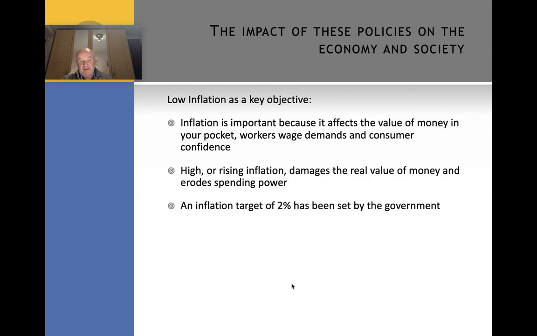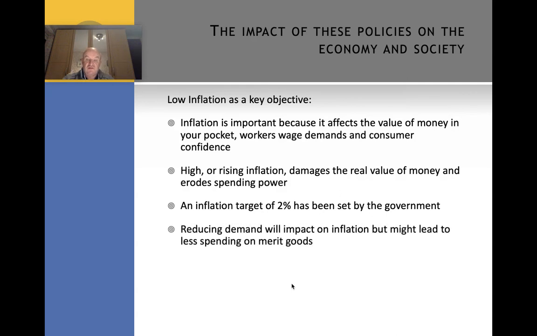And that clearly is the reason why, in this case, the government has an inflation target that is set at 2%, but that is actually administered and managed by the Bank of England rather than by the government. So the government gave the Bank of England that target, and basically it's their responsibility to make sure that target is achieved. Okay, so in some cases, if we've got high levels of demand, if we get reduced demand, that's going to impact inflation and it will reduce inflation, but it might mean that we get less spending on merit goods as a result.